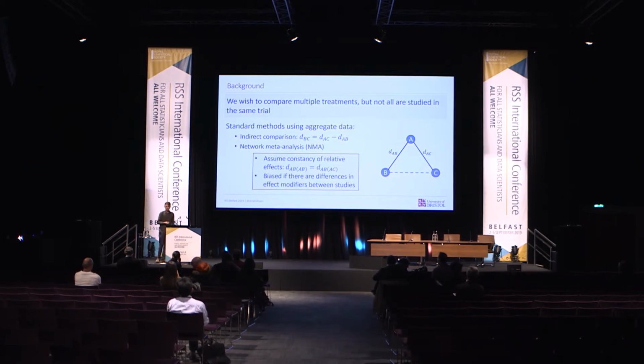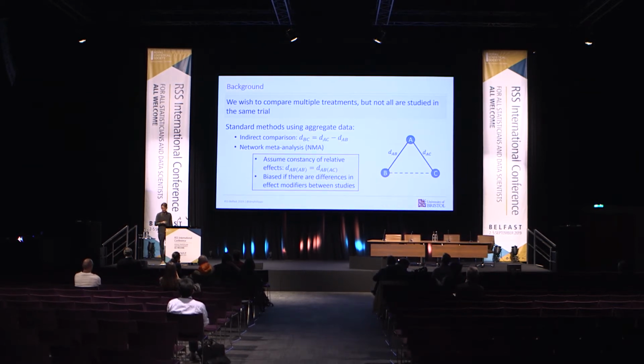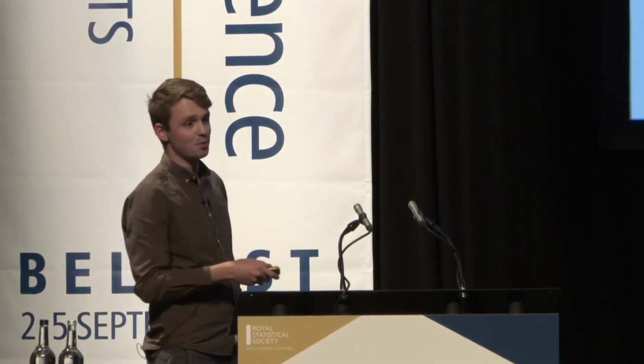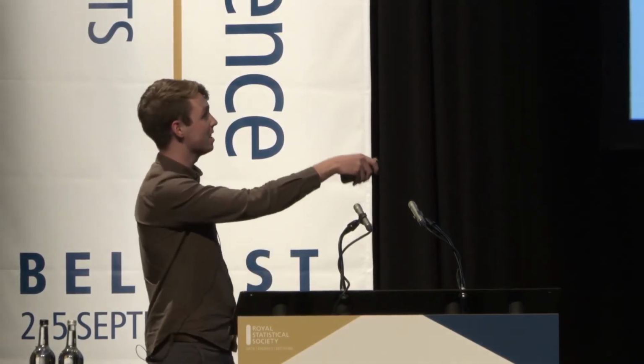However, all these methods make an assumption that there are no differences in any effect-modifying variables between the two study populations. They make this assumption which we call a constancy of relative effects. That is that the A-B effect in the A-B study is exactly the same as we'd expect to see in the A-C study if it had indeed included a B arm. And if this assumption is invalid, then we incur bias.